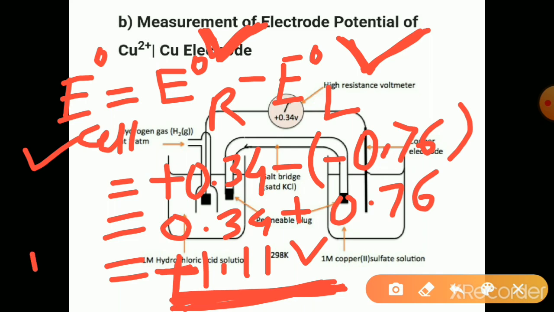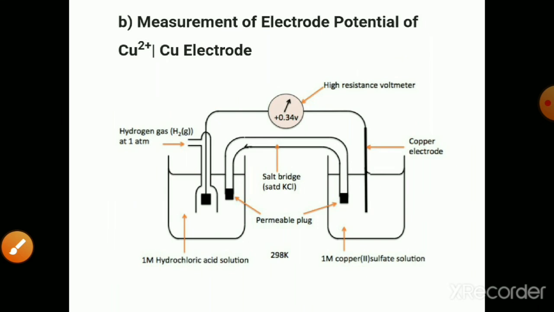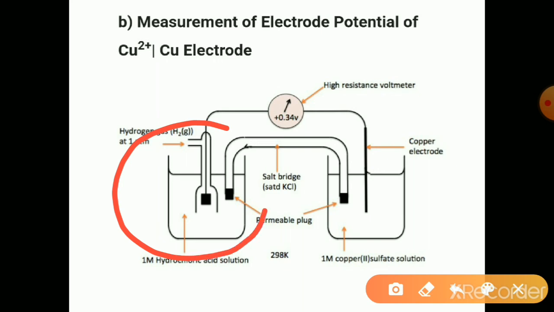In this way we can determine the cell potential from the electrode potentials, and the electrode potentials are determined by connecting one of the electrodes as a reference electrode. Here the reference electrode used is the primary reference electrode. Example is standard hydrogen electrode, that is SHE. So in this way we have discussed the measurement of electrode potential and hence cell potential.